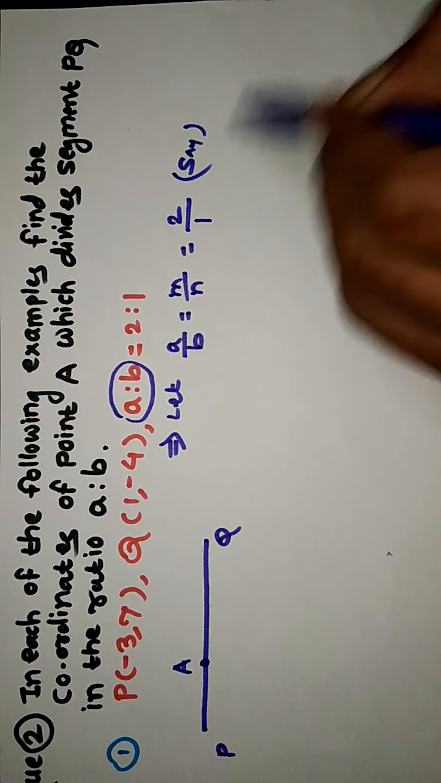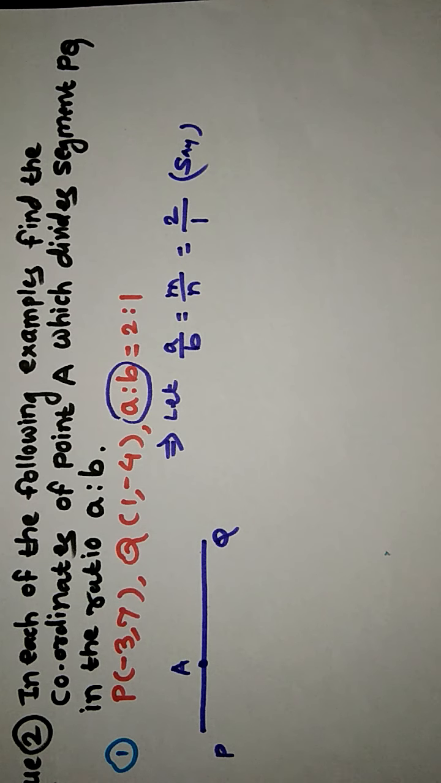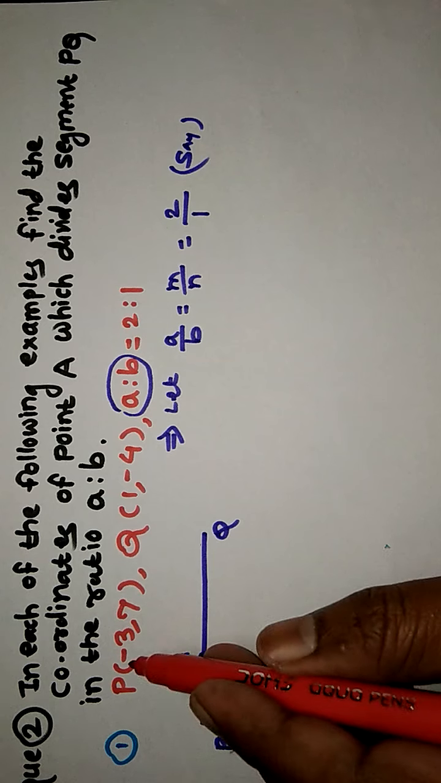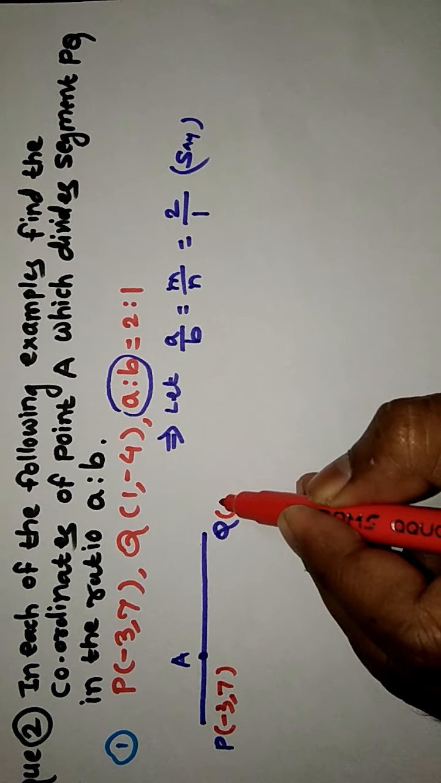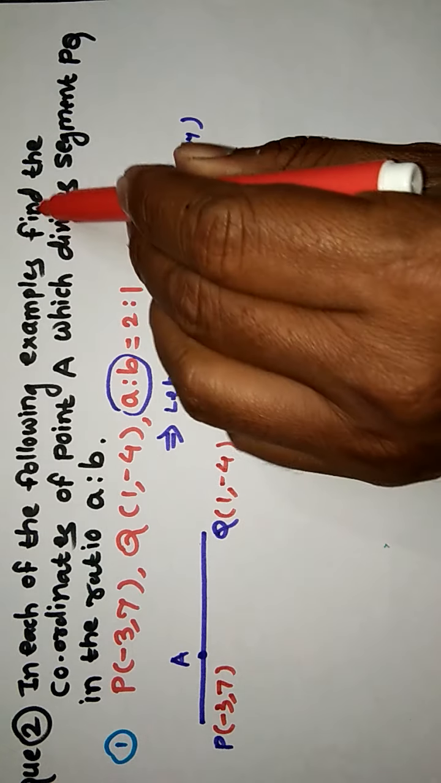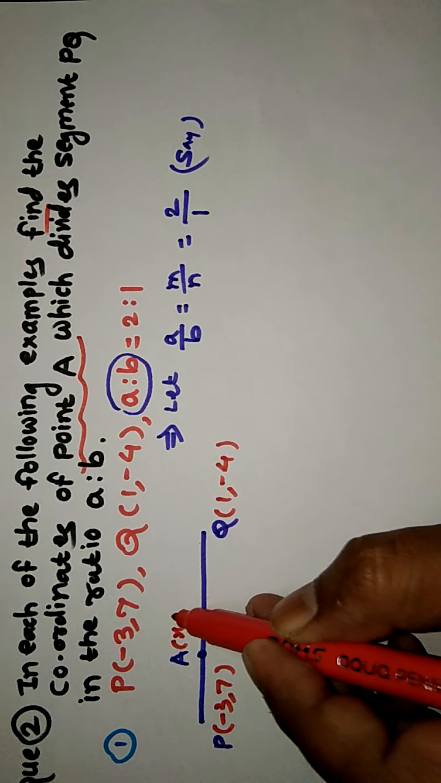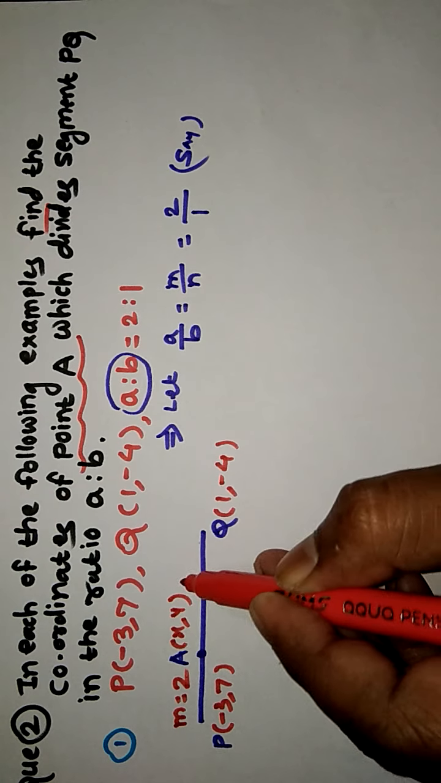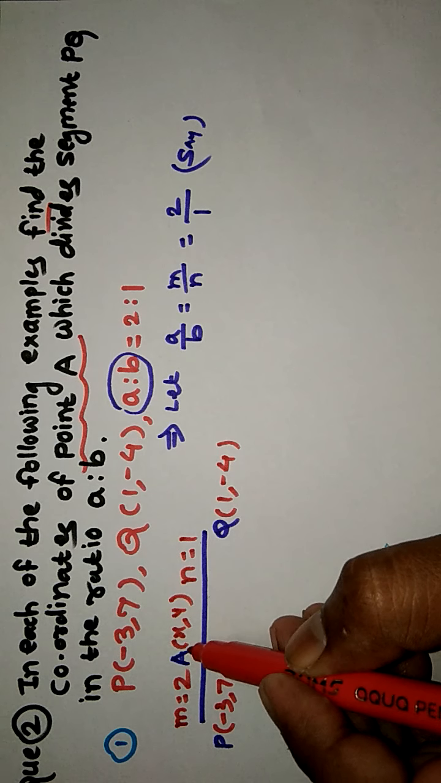a by b means m by n. You write down here, and putting the values of P and Q. P has coordinates minus 3, 7. Q has coordinates 1, minus 4. Our aim is to find the coordinates of point A. Means A has coordinates x, y. Here m is equal to 2 and n is equal to 1, to find the values of x and y.